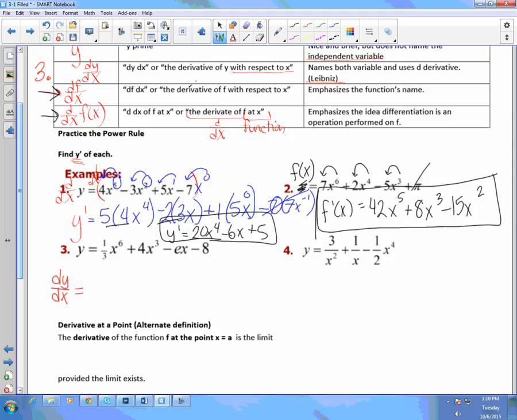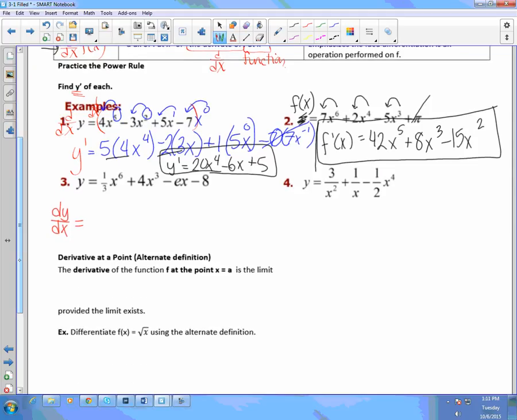Okay. Oh, that last one is tricky. What's that? 2 and 3, right? It should be in this window. Okay, looks like we should do number 4. I think that was number 3. You all good? So you can either say y prime or f prime of x.